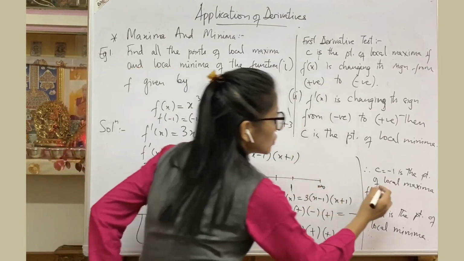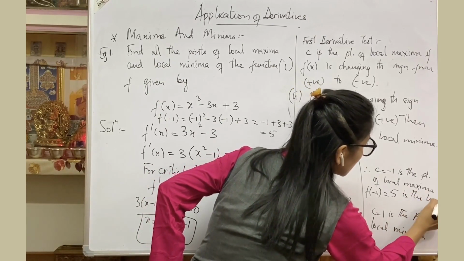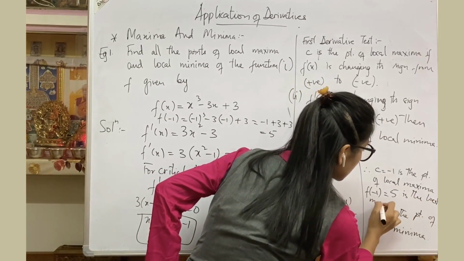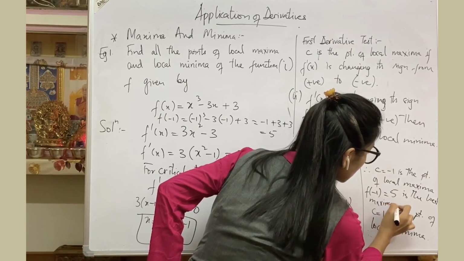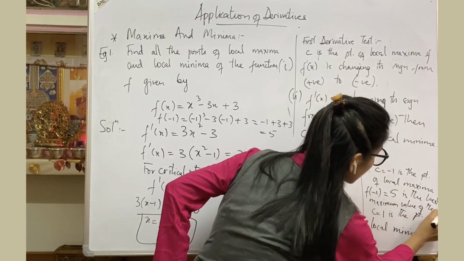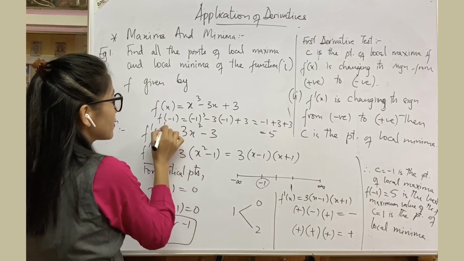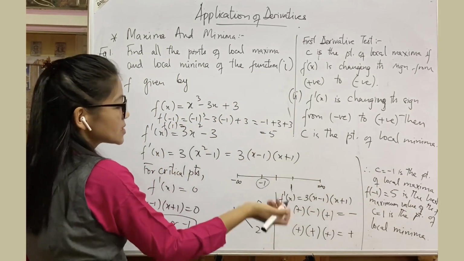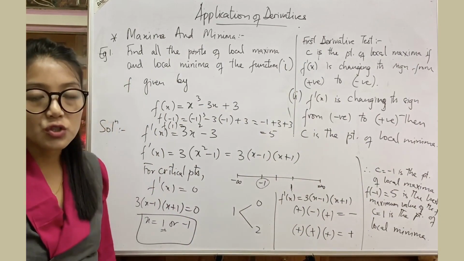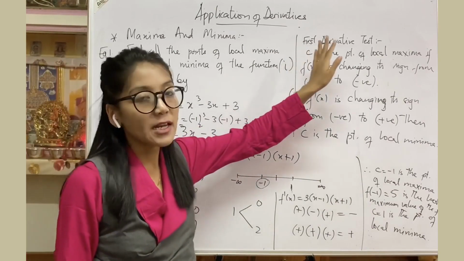So 5 is the local maximum value of the function. So this is how you write. Similarly, then you find out f of 1, which is the local minimum value of the function. So this is how it is to be done using the first derivative test.